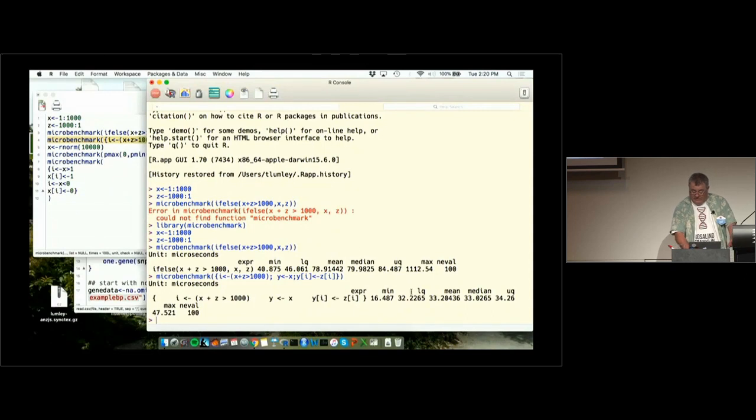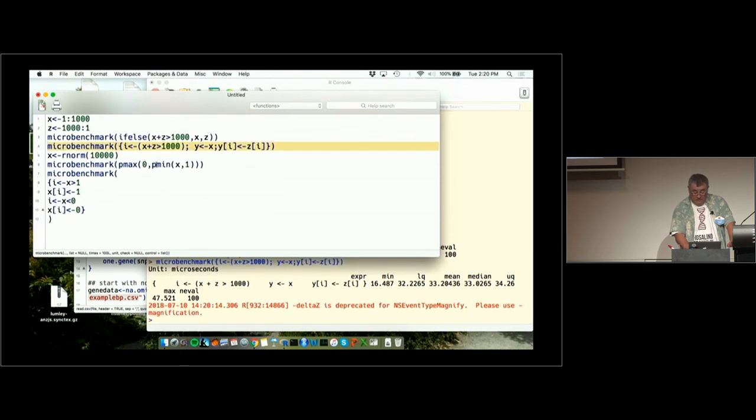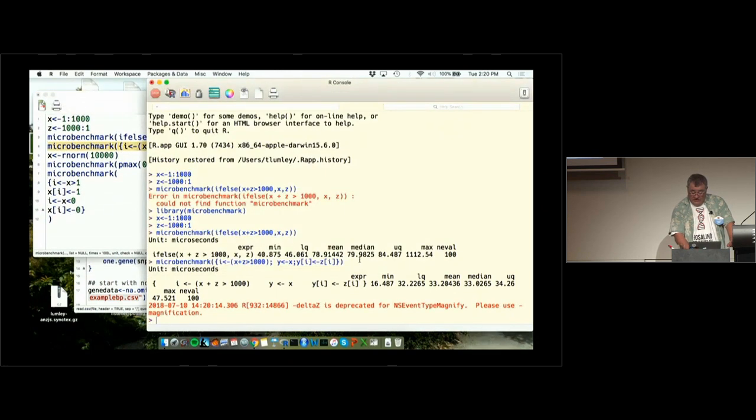So comparing these two, the ifelse versus the subscripting approach, we're getting a mean of about 80 microseconds versus about 30 microseconds, which, I keep forgetting that ifelse can make such a big difference and being surprised and then coming back to it.